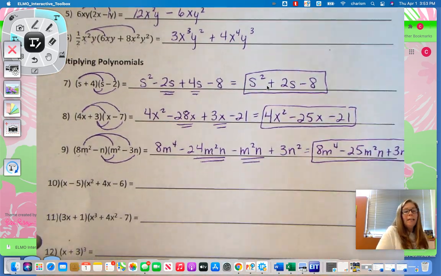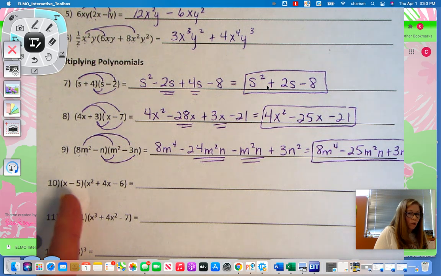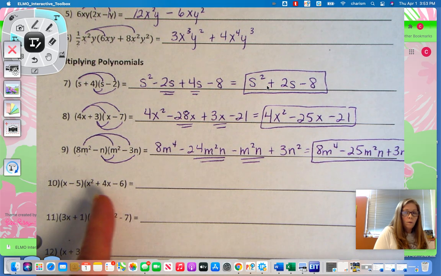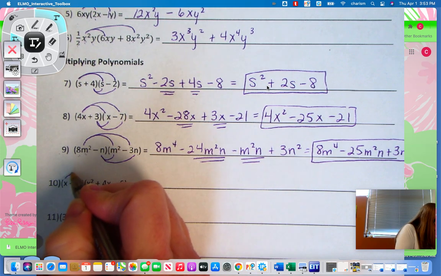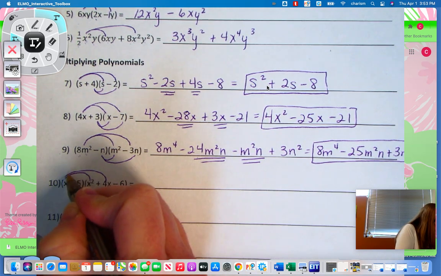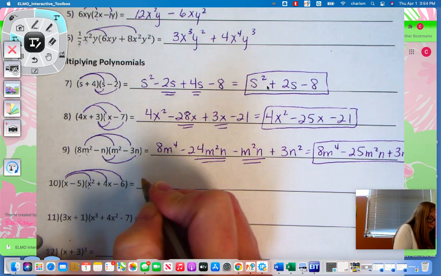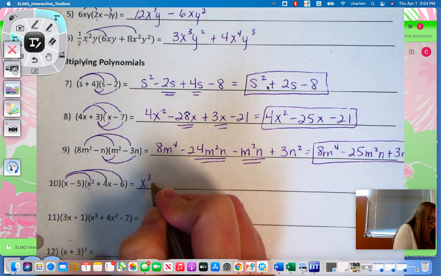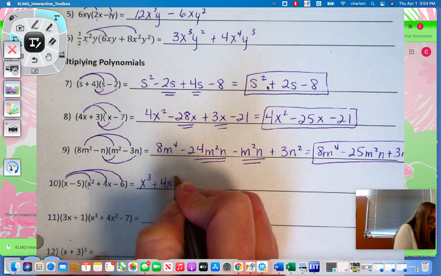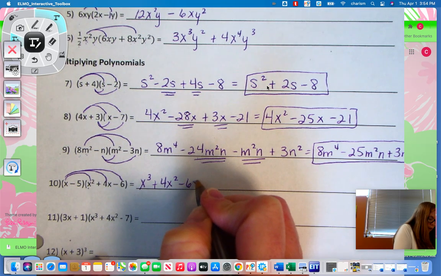All right, so look at 10 and 11. You can do this. This is distributive property. Just instead of distributing x to 2 terms, you're distributing x to 3 terms. No big deal, right? So we're going to take x and distribute it and distribute it and distribute it. So we're going to get x times x squared is x to the third. X times 4x is positive 4x squared. And x times negative 6 is a negative 6x.